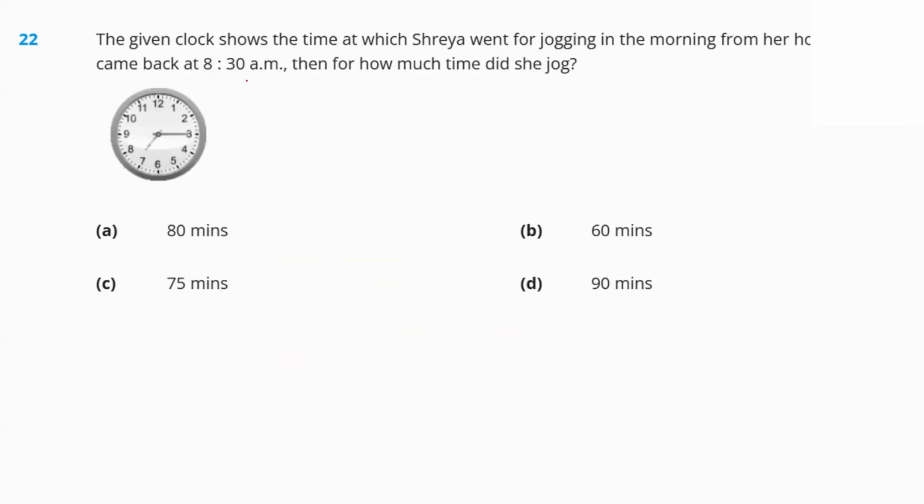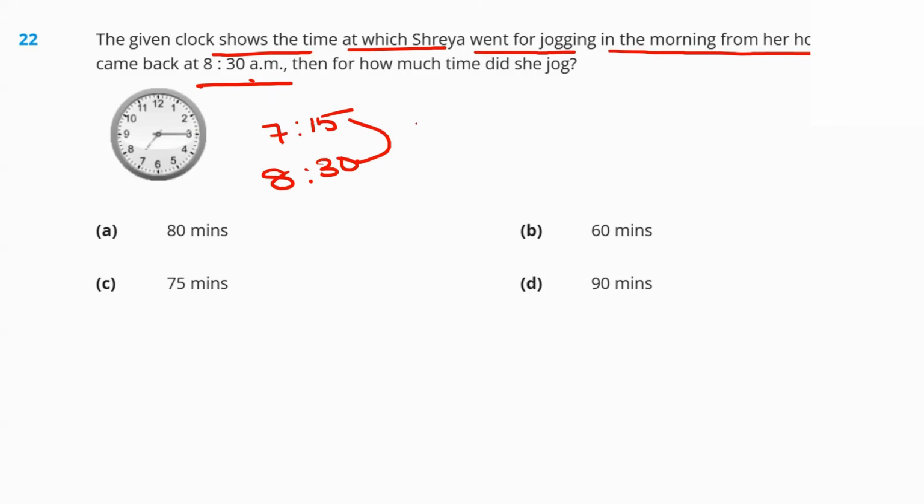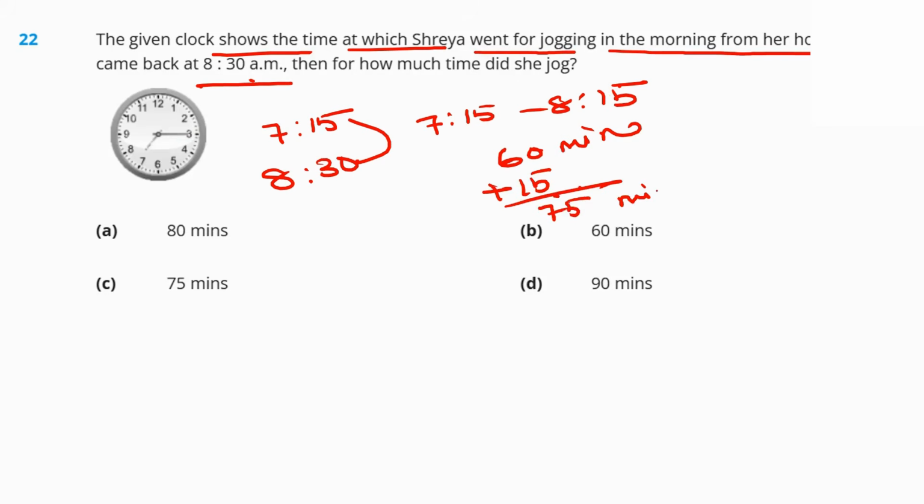My next question reads, the given clock shows the time at which Shreya went for jogging in the morning from her home. If she comes back at 8:30 a.m., the time shown in the clock is 7:15. Coming back at 8:30, what's the duration? 7:15 to 8:15 is exactly 1 hour, which can be written as 60 minutes. And from 8:15 to 8:30, you have 15 more minutes. So 60 plus 15, that's 75 minutes altogether. So option C is the answer.